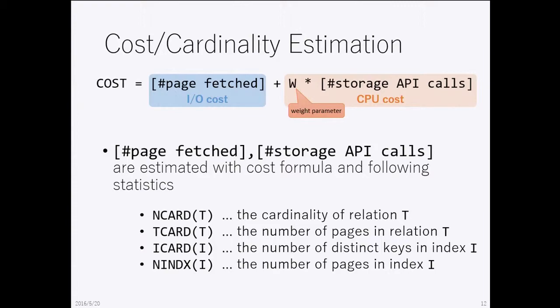For the page fetch count and storage API call count, statistics are collected for estimation, including the cardinality of each relation, the number of pages in each relation, the number of distinct keys in each index, and the number of pages in each index. This is very similar to Postgres, and this very fundamental framework for cost modeling is still used today in many database systems. This fundamental was already established about 40 years ago.